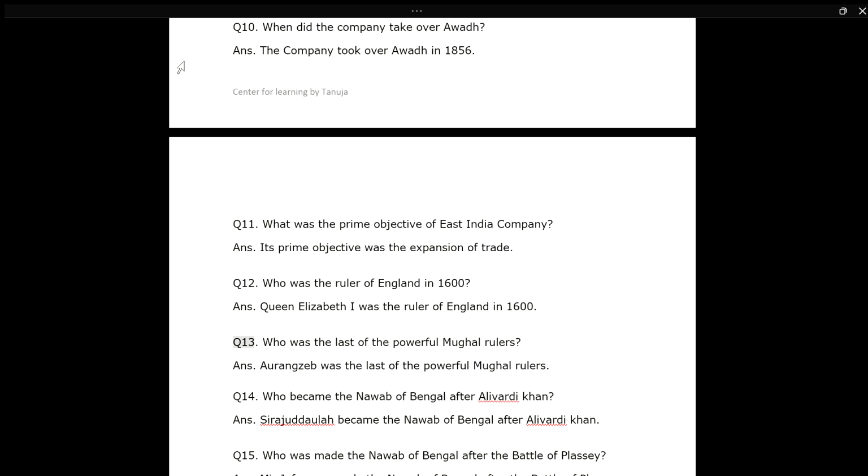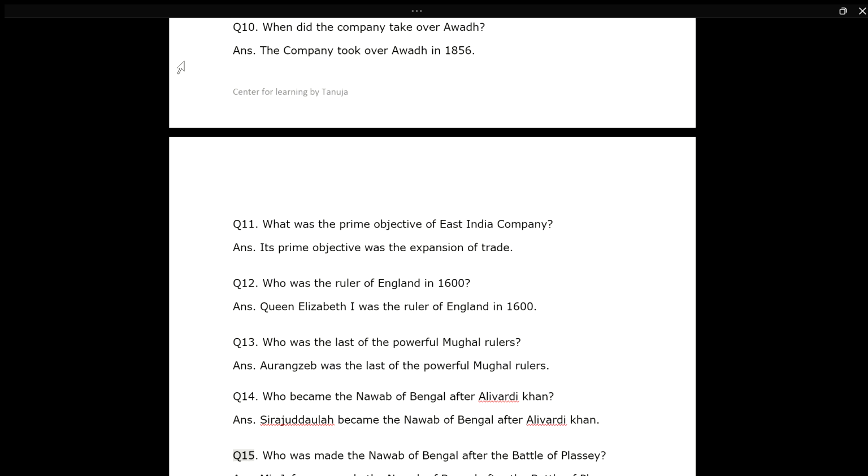Q13. Who was the last of the powerful Mughal rulers? Ans. Aurangzeb was the last of the powerful Mughal rulers. Q14. Who became the Nawab of Bengal after Alivardi Khan? Ans. Siraj-ud-Daulah became the Nawab of Bengal after Alivardi Khan.